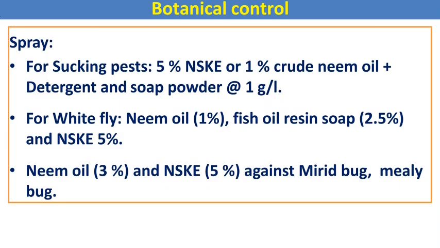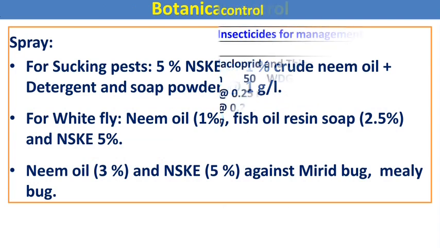In that, neem oil and 5% neem seed kernel extract. Here neem oil is mostly used against all types of sucking pests, and NSKE is also used against sucking pests as well as Lepidopteran caterpillars.